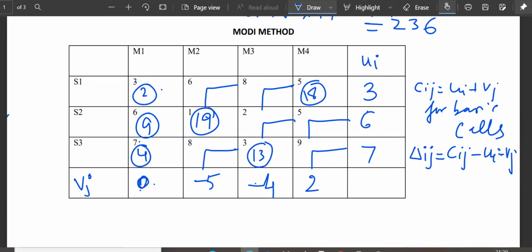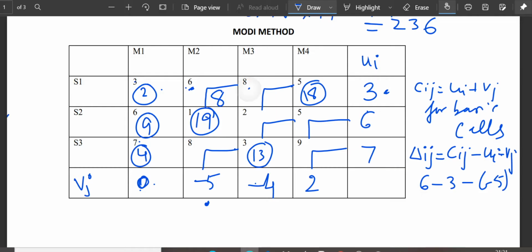Okay, so come to this cell, 6 is the Cij, the corresponding Ui is this 3, the corresponding Vj is this 5. You have to look in the Ui and Vj column corresponding to each cell. So 6 minus 3 minus 5. So 6 minus 3, 3 plus 5 is 8. So my delta ij is 8.